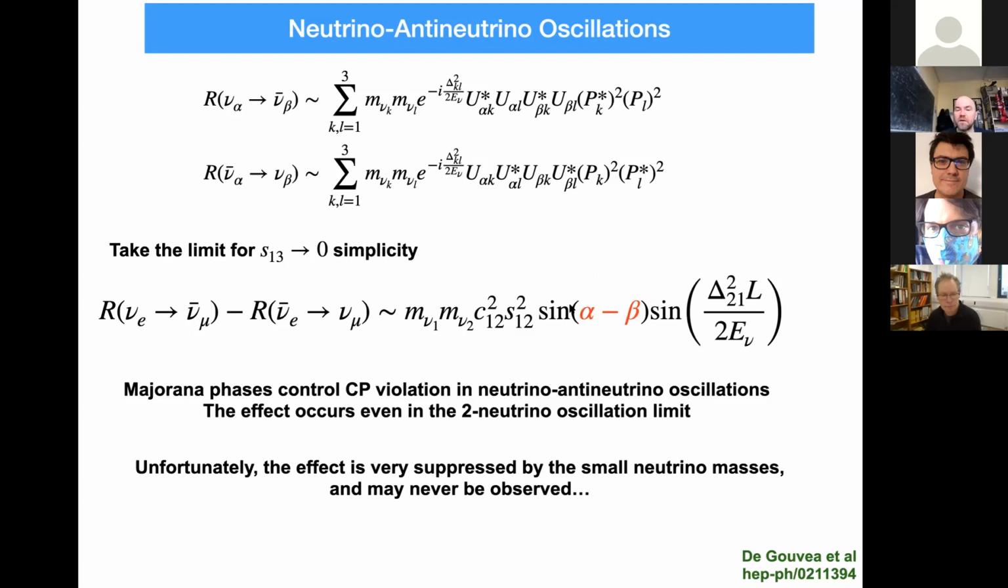But you see that this CP violating difference between nu e going to nu bar mu and nu bar e going to nu mu is proportional to these Majorana phases. So they are observable. In principle, they can be measured in an experiment. Unfortunately, the rate of CP violation will be proportional to neutrino masses, which are very small. So this process is very, very suppressed. So there is little chance that in the near future we will observe it. Yeah, so this is a bit unfortunate.